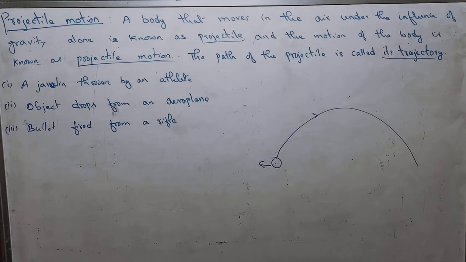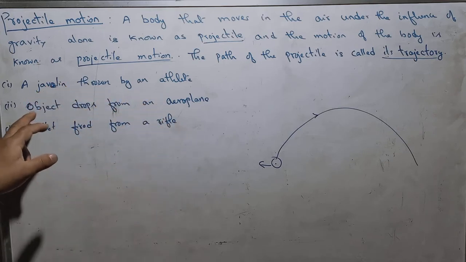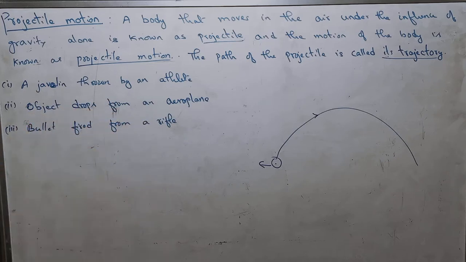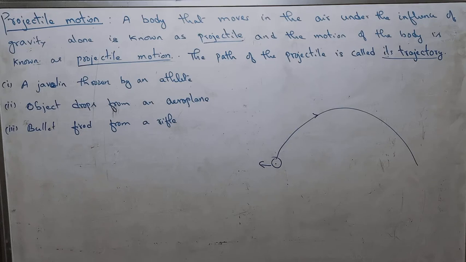There are many examples related to projectile motion. For example, a javelin thrown by an athlete, an object dropped from an aeroplane, a bullet fired from a rifle. These are a few examples of projectile motion. Next we will discuss projectile motion when a horizontal projection is given.